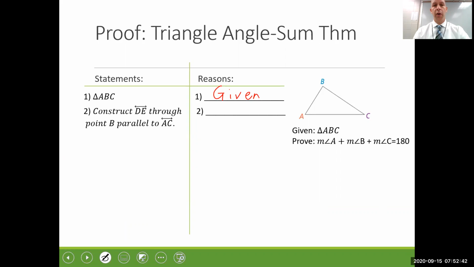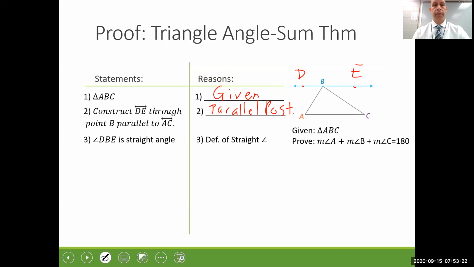Statement 2 says, construct line DE through point B parallel to AC. So what would give me the right to draw that parallel line? Well, that's the parallel postulate. The parallel postulate guarantees us that there is exactly one line that passes through that point that's parallel to the line AC. Now I'm going to go ahead and add the points D and E onto this line. Oops, my point D disappeared there. So that's line DE, and it's parallel to AC.